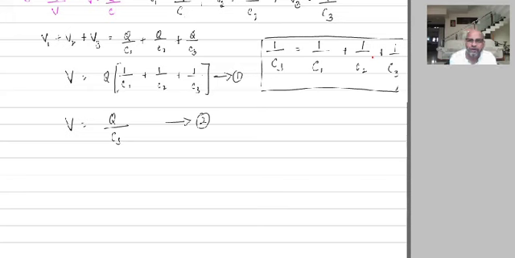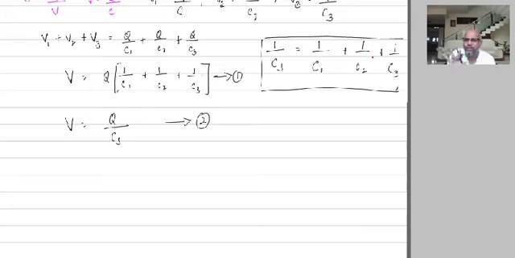1 by Cs is equal to 1 by C1 plus 1 by C2 plus 1 by C3. So this is the final equation, and you have to define what is effective capacitance. You have to define like this: the reciprocal of the effective capacitance in series is equal to the sum of the reciprocals of the individual capacitances. This is the derivation, my dear students.